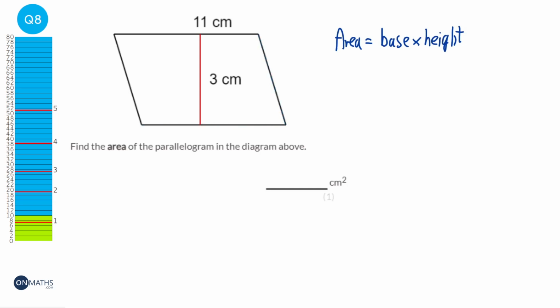The height is this length here, and the base is either this length here or the length at the top. It doesn't matter because they both hit the height at 90 degrees. So we're going to do the base, which is 11, times the height, which is 3, and that gives us 33. Now both of the base and the height are in centimetres, therefore the area will be centimetres squared, 33 centimetres squared.